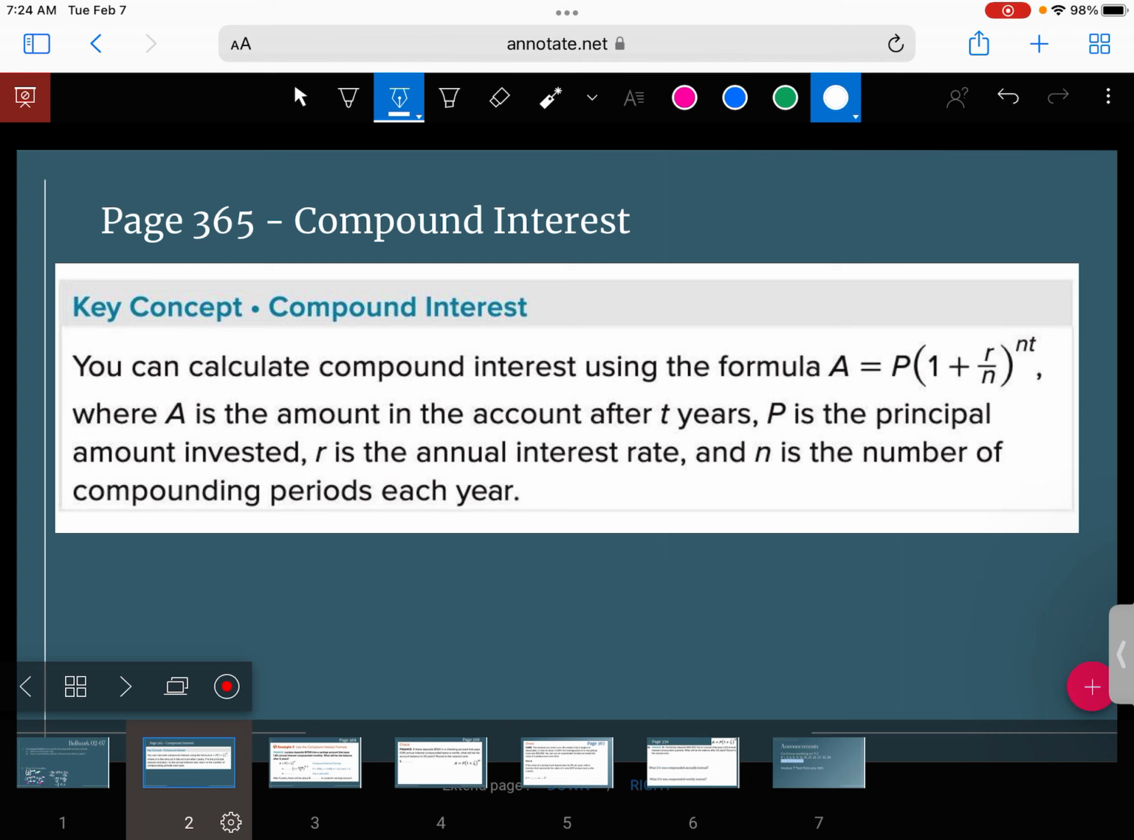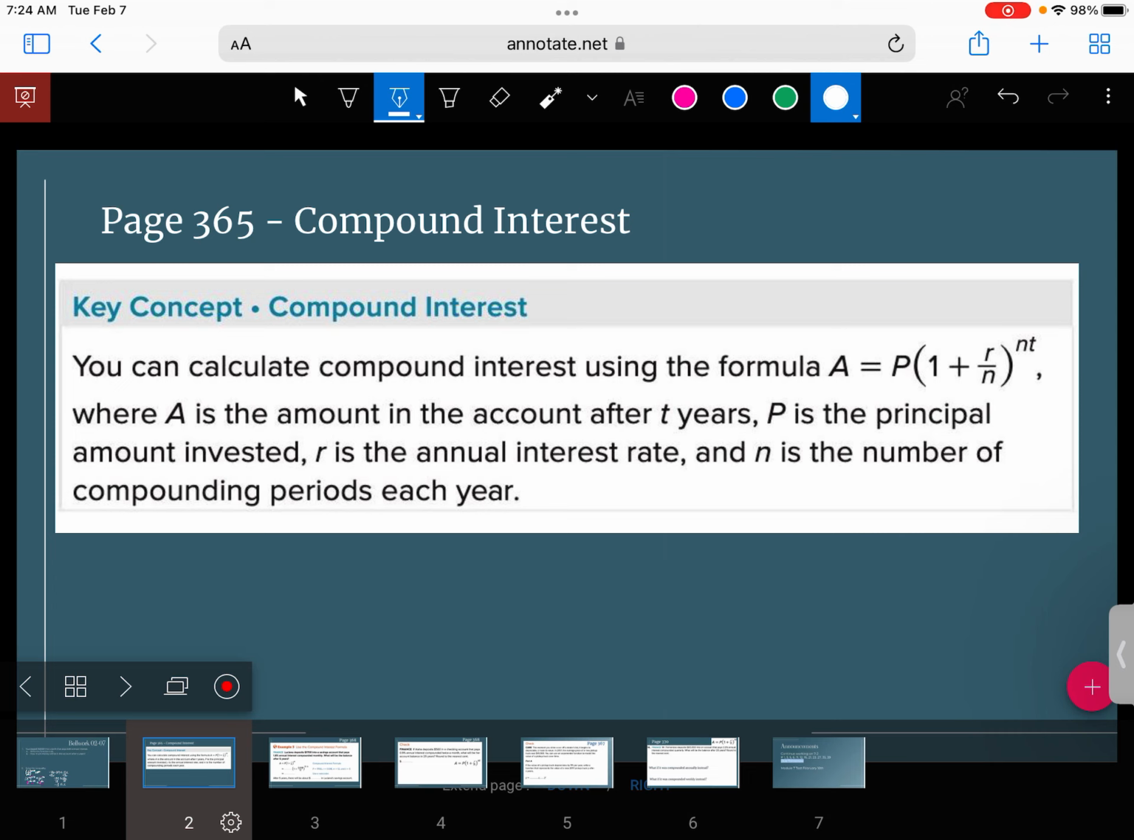So A is the amount in the account after t years, okay? So A is what we're typically solving for. Sometimes we're given A and we have to find the principal or the interest rate. But typically, as we start out, A is what we're going to be solving for, okay? T years, so t is in our exponent. That is just the amount of years that is given to us.